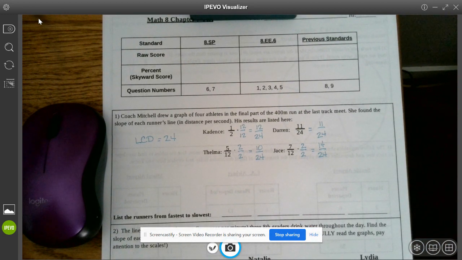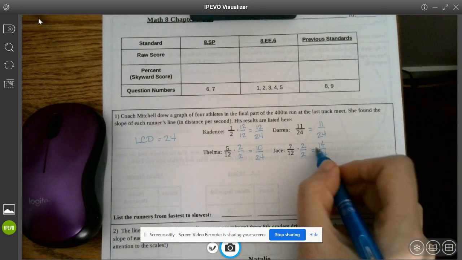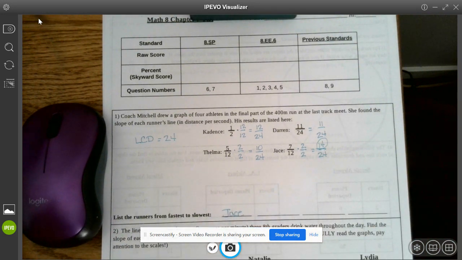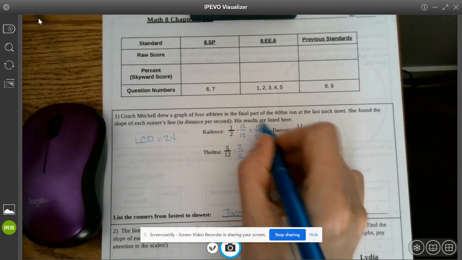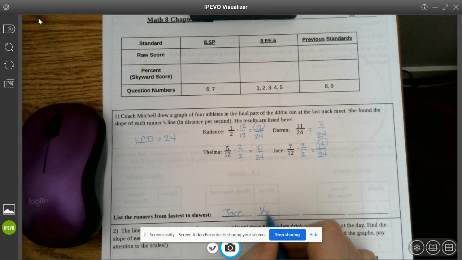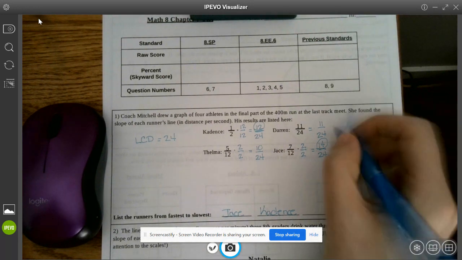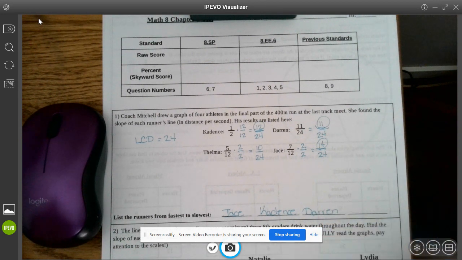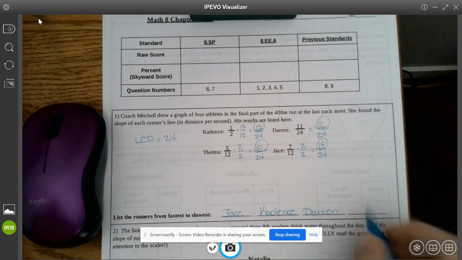So now the question asks, list the runners from fastest to slowest. So the fastest person has the larger slope. So if we take a look at our values here, it looks like Jace has the larger slope. So he is the fastest. Then going down from there, it would be Cadence. And next would be Darren. And last, Thelma.